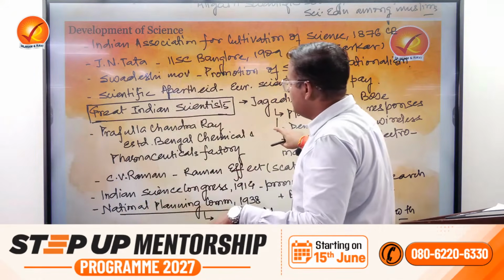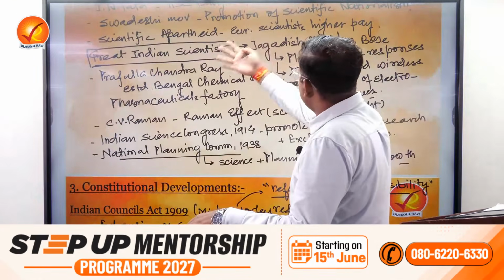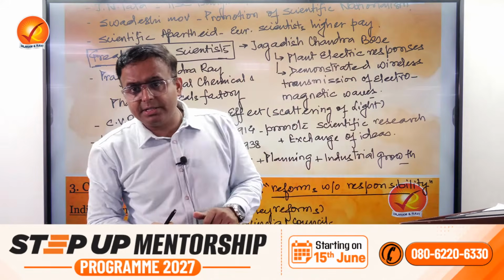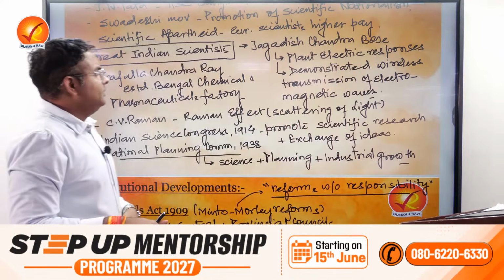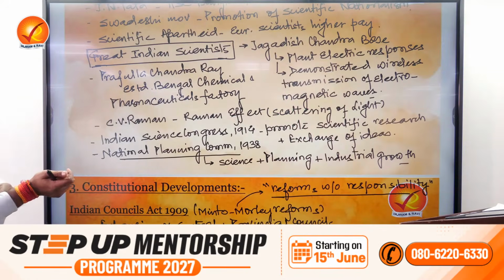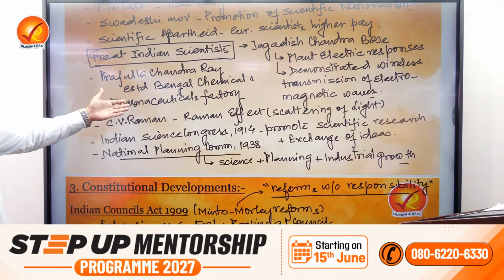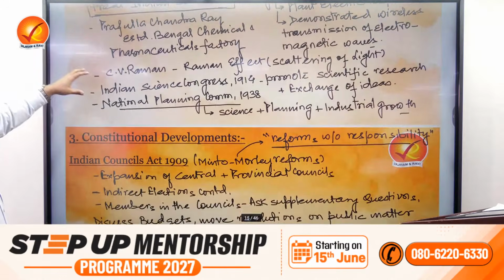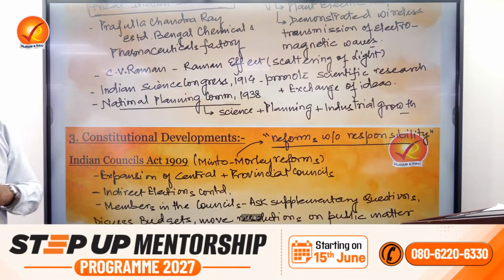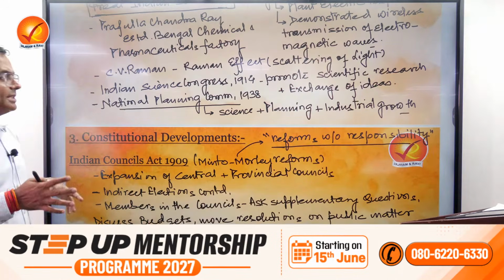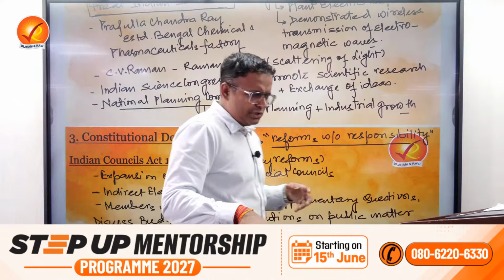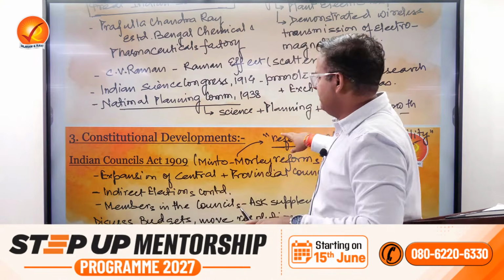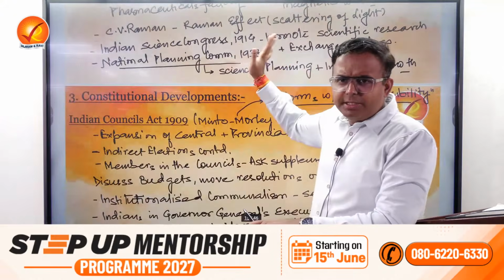And then the names of some of the prominent scientists: J.C. Bose, you know that he discovered the signals within plants, demonstrated wireless transmission. ये सब थोड़ा पढ़ लीजिएगा, ठीक है? C.V. Raman, the scattering of light. Then Indians also started the Indian Science Congress. ये अभी भी होता है, 1914 से शुरू हुआ, where scientific research and exchange of ideas could be promoted. So all these aspects are there, development of it. ठीक है, तो ये पढ़ लीजिएगा.